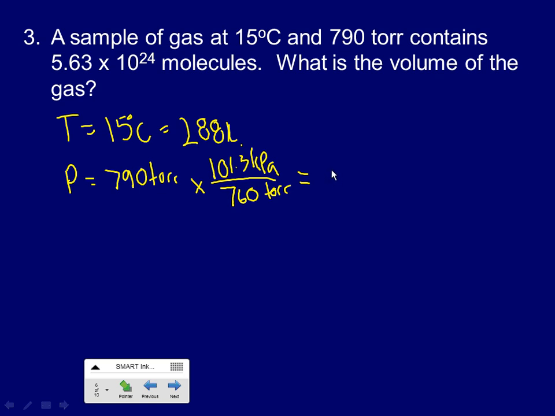What do we have here for a value? If somebody has it. 105.3 kilopascals. Now, those are 3 significant digits, but let's assume that they're like 0.0 and 0.0, because really 4 is a good number of significant digits here. Now, my next bit of data is 5.63 times 10 to the 24 molecules.